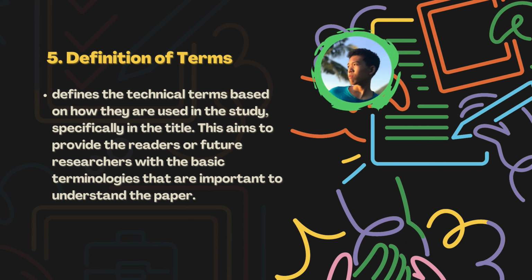Okay, now, lastly, we have the definition of terms. It defines the technical terms based on how they are used in the study, specifically in the title. This aims to provide the readers or future researchers with the basic terminologies that are important to understand the paper. I know it's already easy for you to understand this, but here's the examples to see how you would create a definition of terms for a given research study.